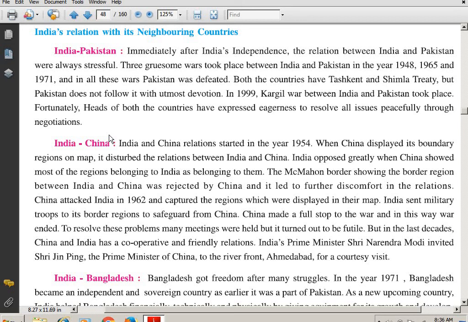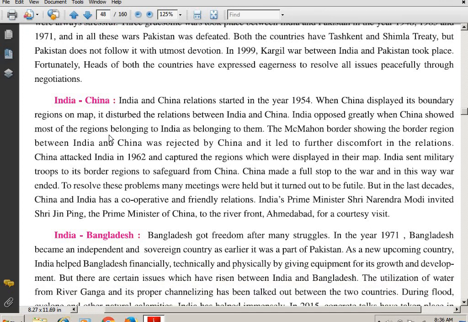If the exam asks only about the India-Pakistan relation, then you will be right, it will be asked for 2 marks. But if you are asked the entire question of India's relation with its neighboring countries, then the full question will be of 4 marks. So we are done with the India-Pakistan relation.